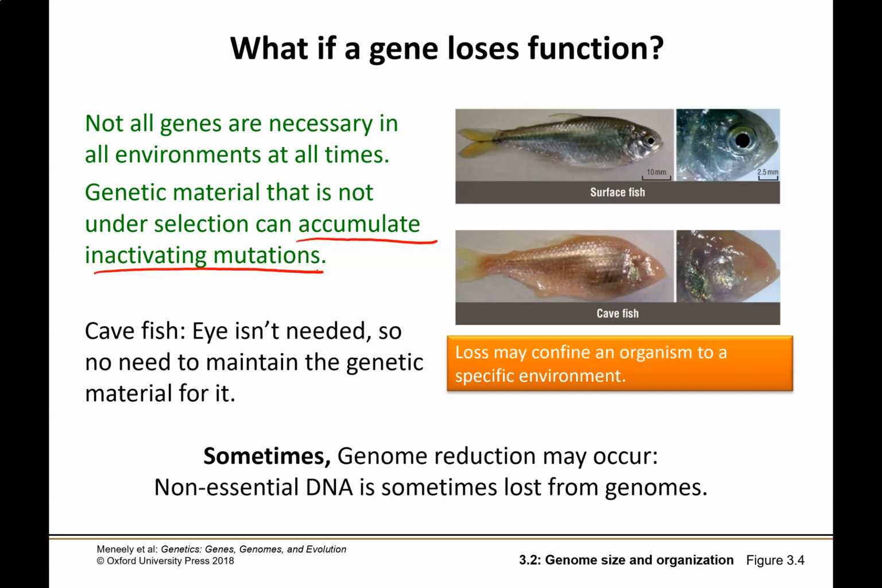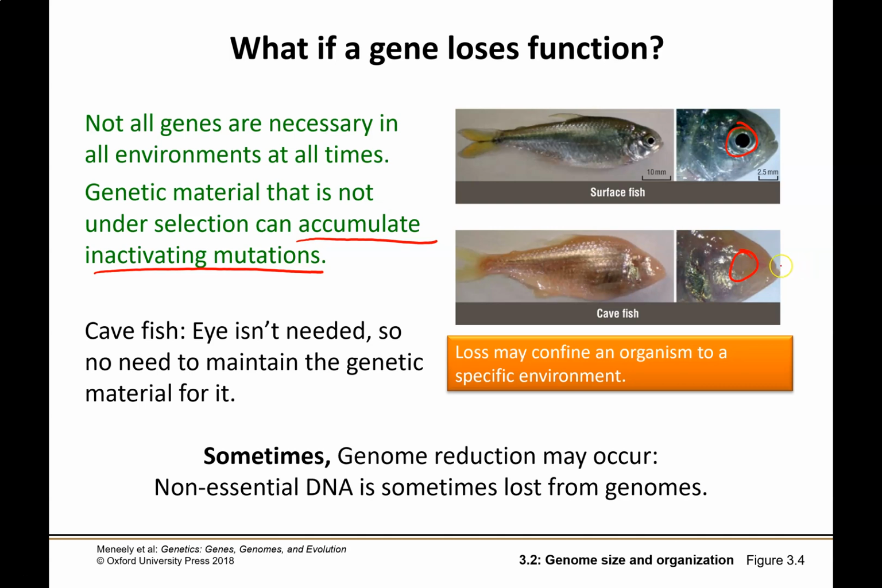So let's look at this cave fish example. If you're a cave fish, a fish that lives underwater in a cave with no light, you don't really need your eyes. If you're a fish that lives on the surface where there actually is sunlight, you do need your eyes. So there is a selective advantage to keeping that gene with the correct sequence. So if a fish on the surface develops a mutation with no eye, they're going to be selected against. That variation is going to be lost.